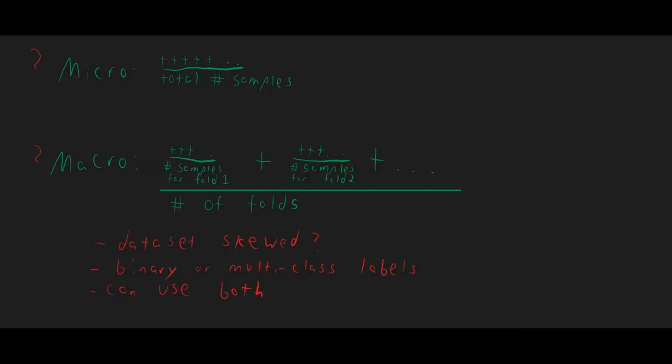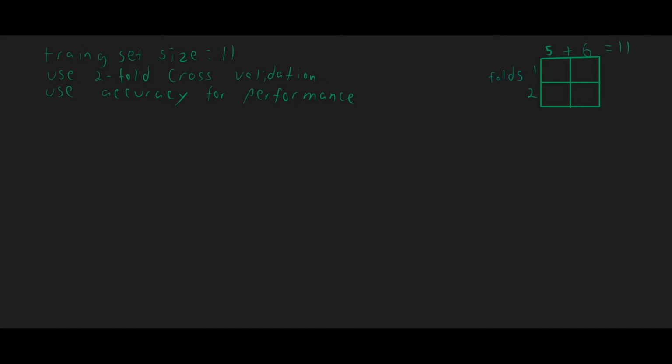Let's give an example to wrap up everything that we've been talking about. Let's say that we had a training dataset of, say, 11 samples. We want to do two-fold cross-validation, and we want to use accuracy as a performance metric. We're not sure though whether we want to use micro or macro averaging, so we'll use both and see what comes out. Since we are doing two-fold cross-validation, that means that one validation fold is 5 samples and the other validation fold is 6 samples.